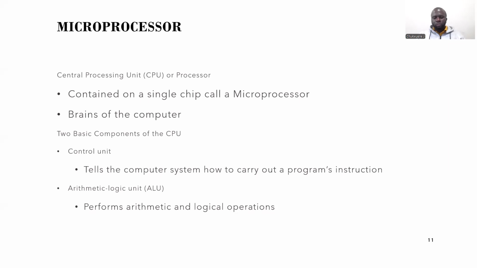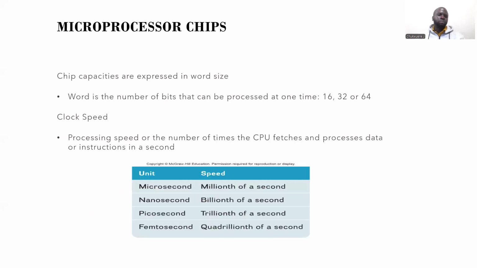And your arithmetic logic unit performs the arithmetic operations, your calculations, and all the rest of them. Now, within your microprocessor, there are also chips, right, which have a capacity that is expressed in words. Now, the word is the number of bits that can be processed at a time.